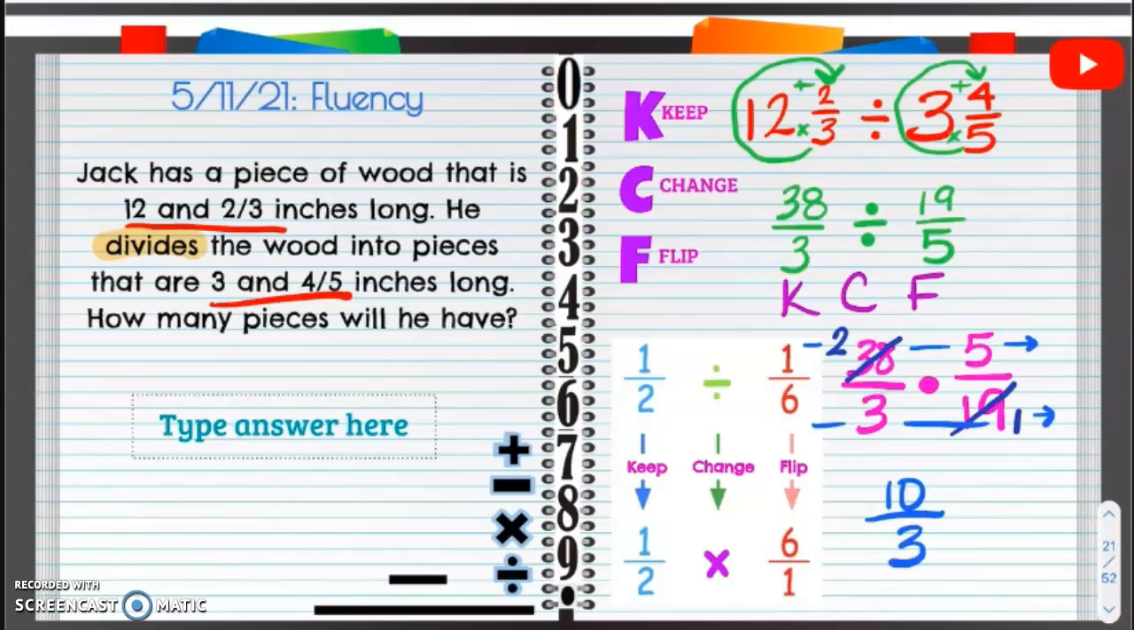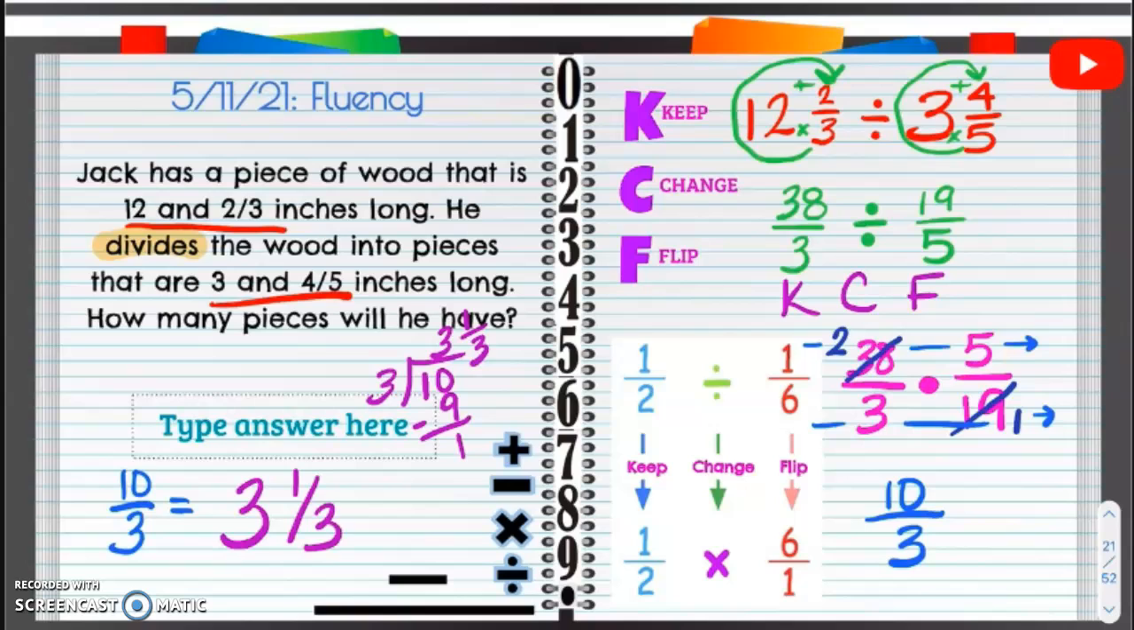So we have 10/3, which can also equal, if we have 10 divided by 3, 3 goes into 10. Well, 3 can't go into 1, so 3 goes into 10 3 times. You get 9, you subtract, you get 1. So you have 1 left over, keep that same denominator, so it'll be 3 and 1/3. So our answer is going to be 3 and 1/3. You can put pieces if you'd like. So 3 and 1/3 pieces.